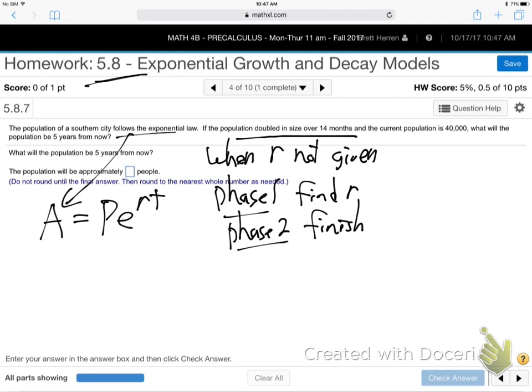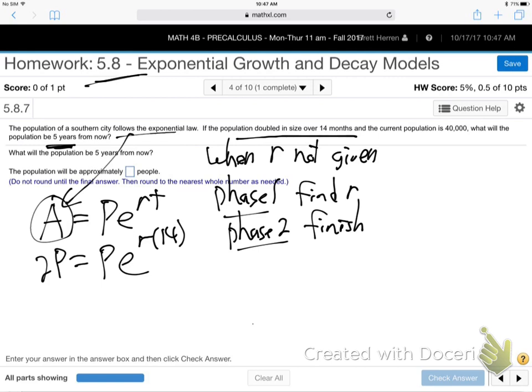So if it doubled in 14 months, what's the amount? 2P, right? Like doubling an investment. 14 months, that's t. By the way, see how in a minute they're going to say years? We're going to have to turn that into months. You can't change your time units, huh? It's got to all be months or all be years. It's got to be consistent. So in a minute, when they ask me about 5 years from now, I'm going to go 5 times 12 and say 60 months.